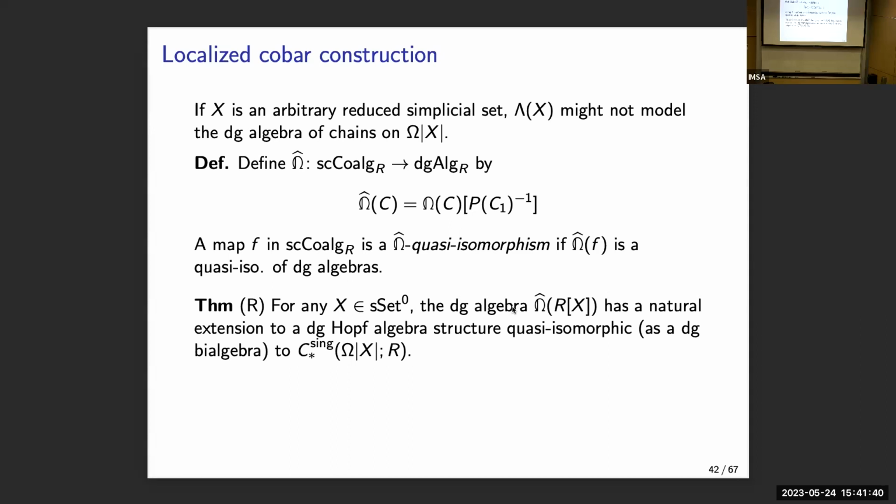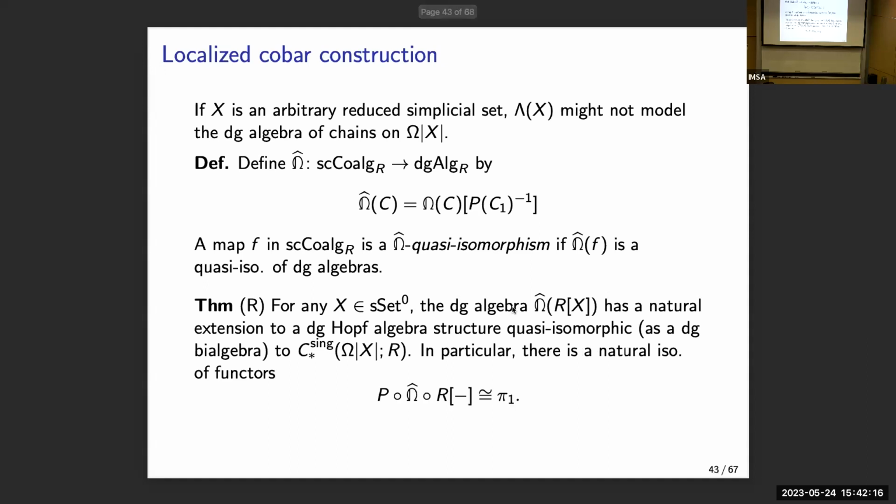That DG Hopf algebra is quasi-isomorphic as a DG bialgebra to the singular chains on the base loop. This is always a DG bialgebra. It's not quite a Hopf algebra because running a loop in the opposite direction is only homotopic to the identity, not equal to the identity. Right? But it's still a DG bialgebra. So this is a DG Hopf model for this DG bialgebra.